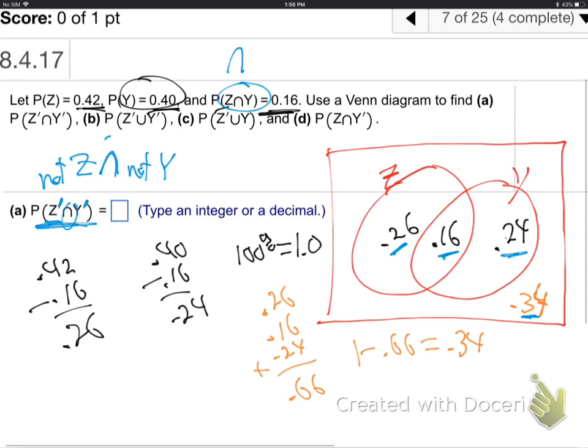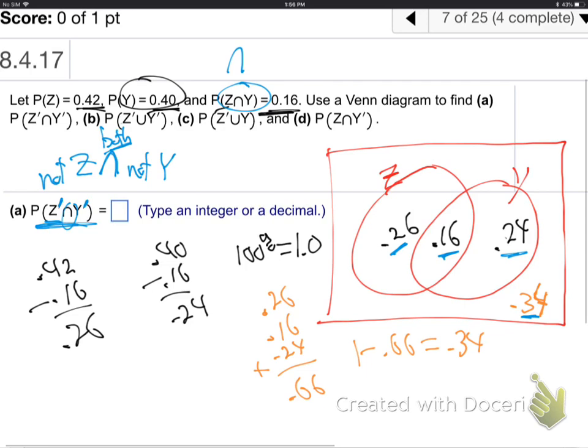Overlap is a way of saying and. Well, how about both? That's a better way, because and can be confusing. Both would be a better way. That's what overlap means. You're in both, huh? So that means you're both not in Z and not in Y. That's what overlap means. Both.